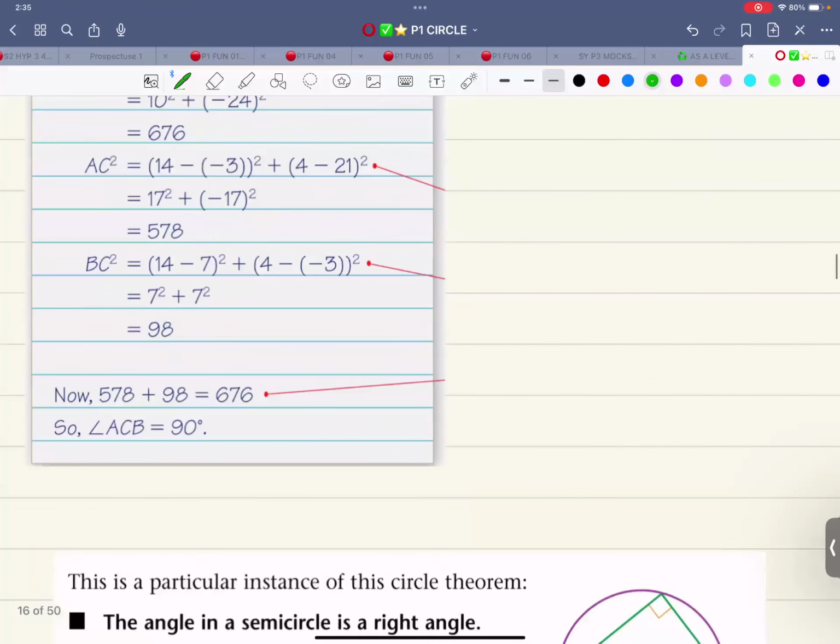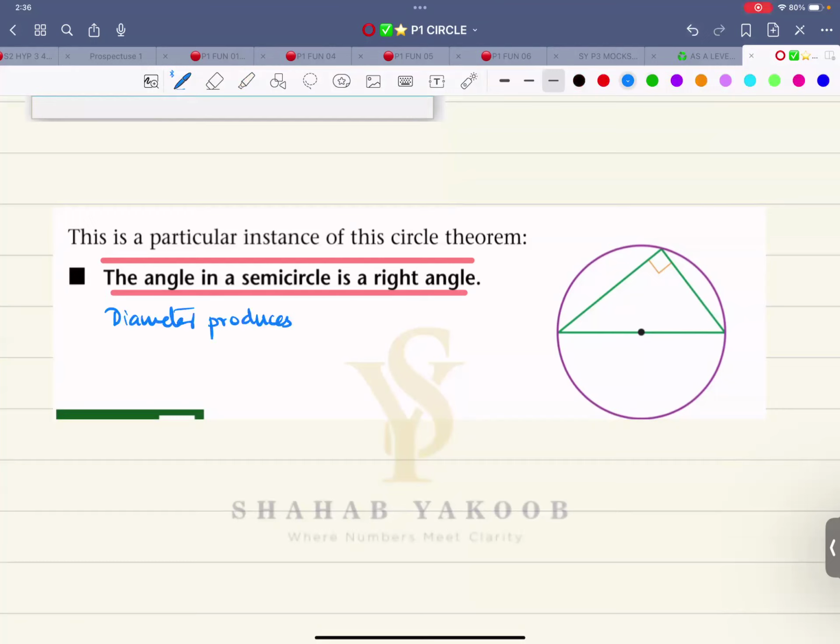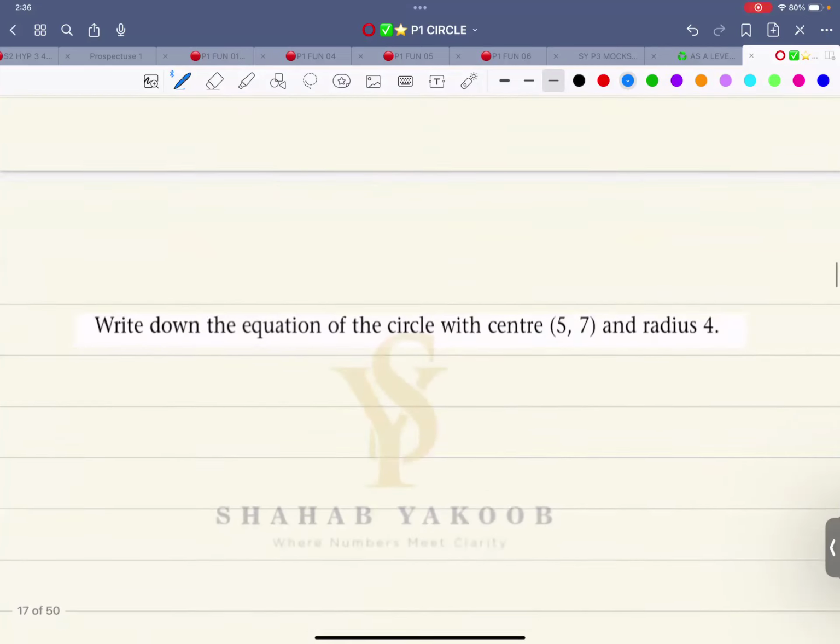And this is the property, that's the working. This is the property that is used over here. That is, the angle in a semicircle is a right angle. Or the way that I would like to put it is: diameter produces a 90-degree angle at circumference. It's just a matter of words. Which one you prefer to remember? I personally remember it like this. Okay, all good, all clear.